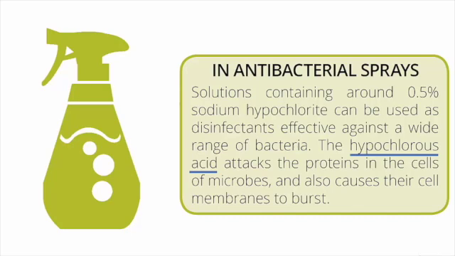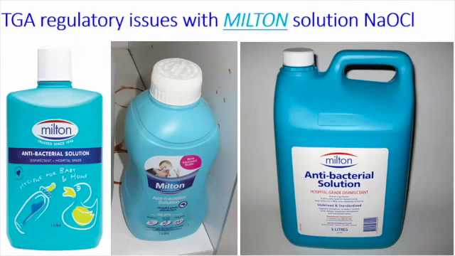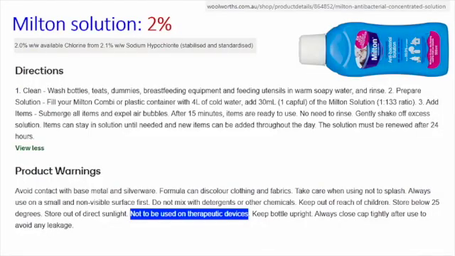Now, having said that, let's now unpack the story about Milton Solution. Milton Solution is a form of sodium hypochlorite, but it's actually much weaker in concentration than domestic bleach. Milton is 2%, whereas domestic bleach is 5% by weight sodium hypochlorite. If you look on the Woolworths online store, you can see the 2% concentration stated. And note the specific statement, not to be used on therapeutic devices and obviously not to be used in a healthcare setting.